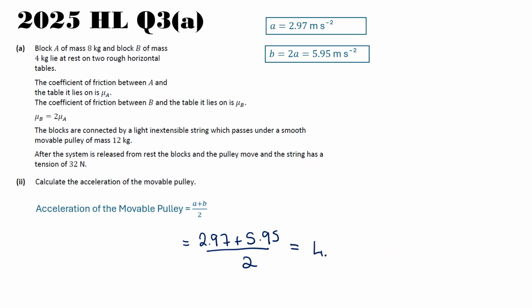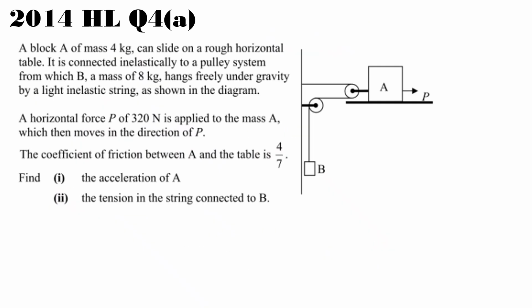This gives us 4.46 meters per second squared. This is the 2014 higher level paper question for part A.